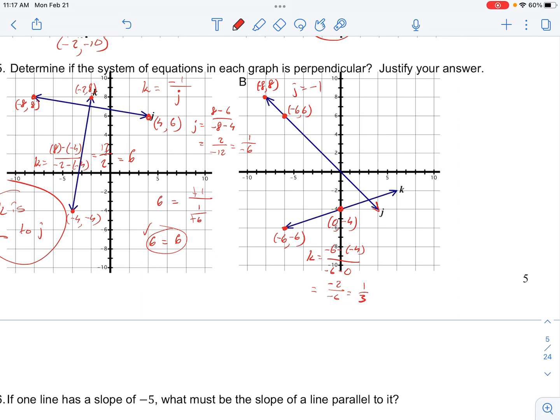So of course they're not perpendicular, but just plugging in our equation again, we can say if they were perpendicular, then k would equal -1 over j. We found k to be 1/3, so 1/3 would have to be equal to -1 over j. We found j as -1. And of course 1/3 does not equal 1, so they are not perpendicular. So k is not perpendicular to j.